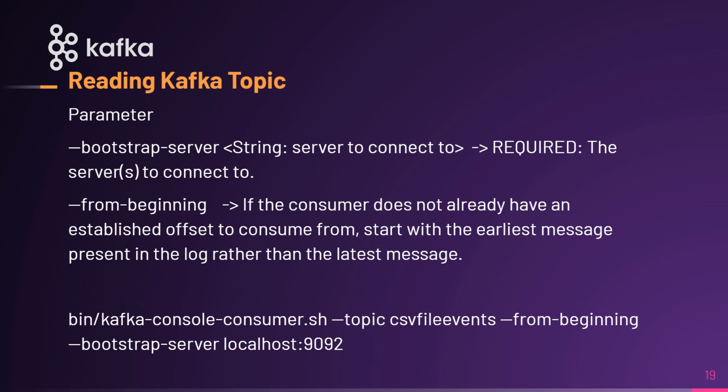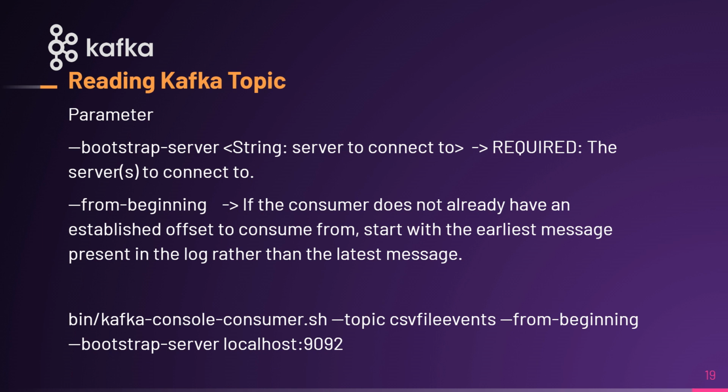There are many parameters. For more details, you can visit the Apache Kafka official website. I am only discussing a few parameters because we will discuss all of this in detail in a later section. For example, bin/kafka-console-consumer.sh --topic csv-file-events --from-beginning --bootstrap-server localhost:9092. So this is an example. Now let's move to the practical demonstration of it.